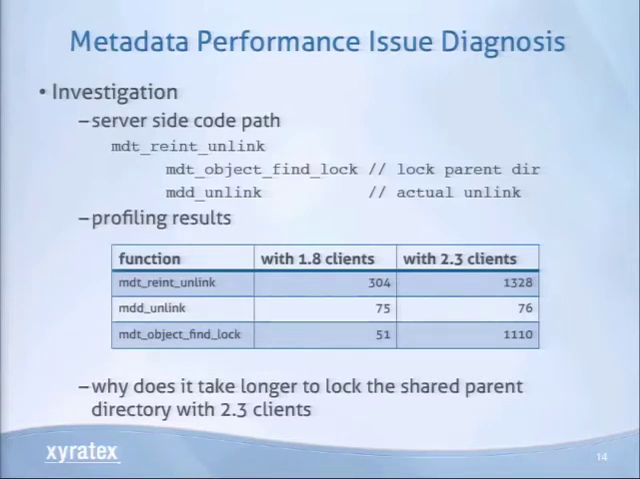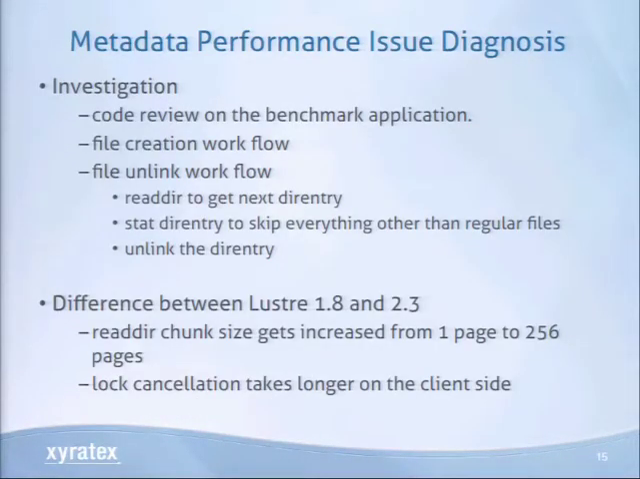And the profiling result shows that the extra on-disk latency is about the same. But for 2.3, it spent a lot more time trying to lock the parents. So we need to answer why the 2.3 clients make the server wait a lot longer, requiring the lock on the parents. So we inspected the code of the benchmark application, and we found out that the workflow is like this.